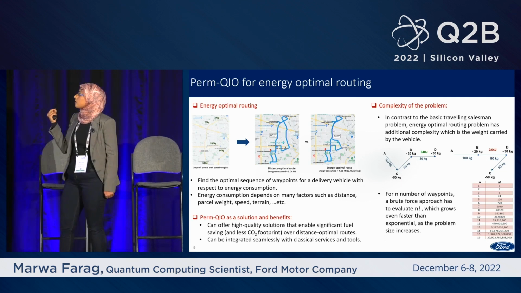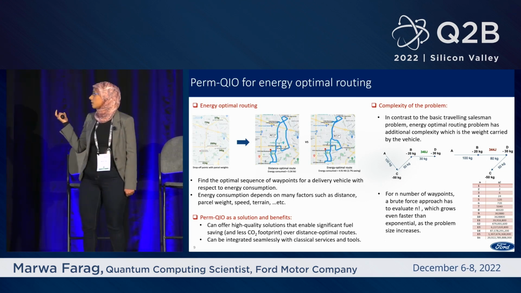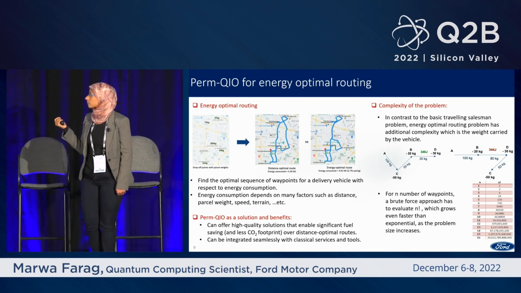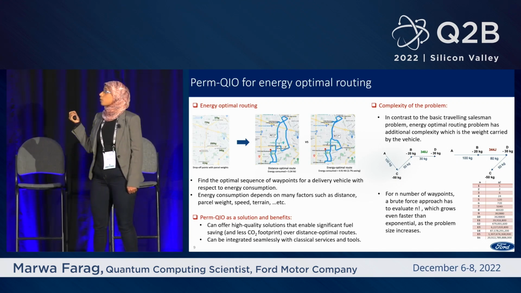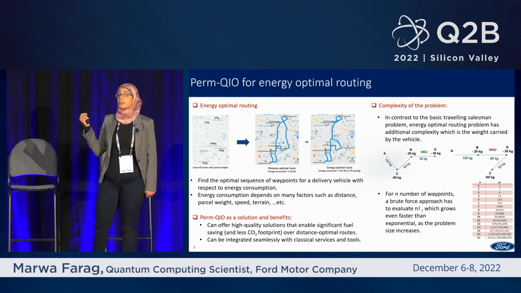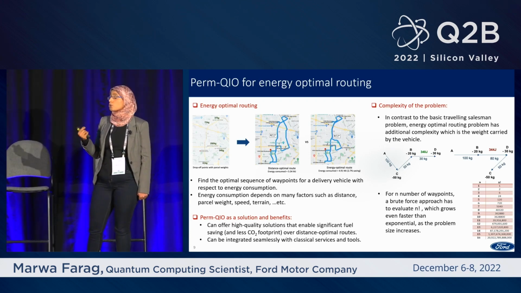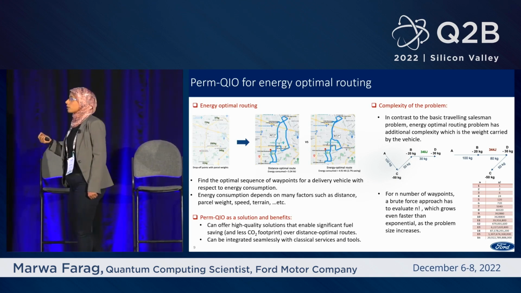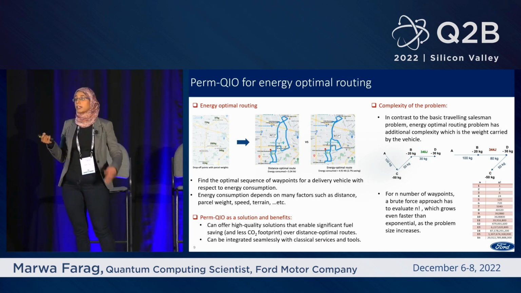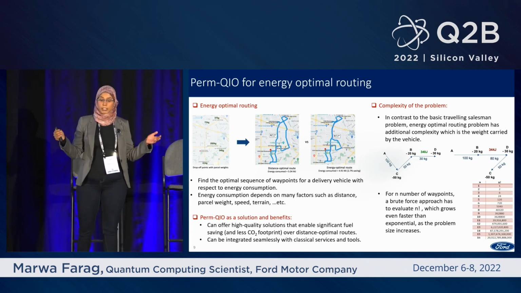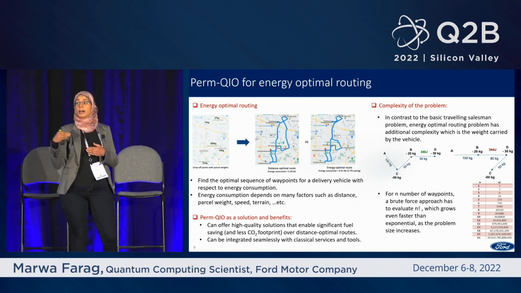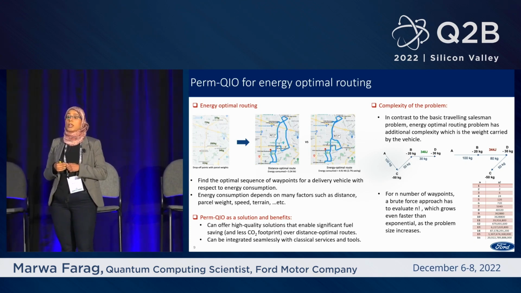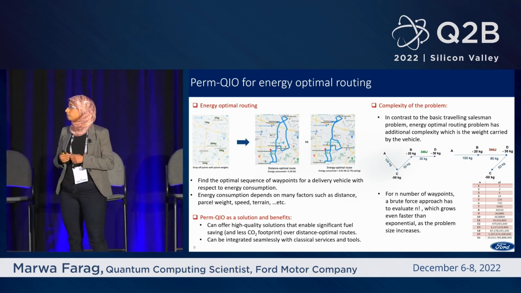Trying to solve this problem using a brute force method scales factorially, which is even worse than exponential. Solving this problem can help us achieve significant fuel savings, and so reduce cost. This is also good for the environment, reducing the CO2 footprint. And in the future, when electric vehicles become available and we use them, this will be really important because we need to manage the battery very well.